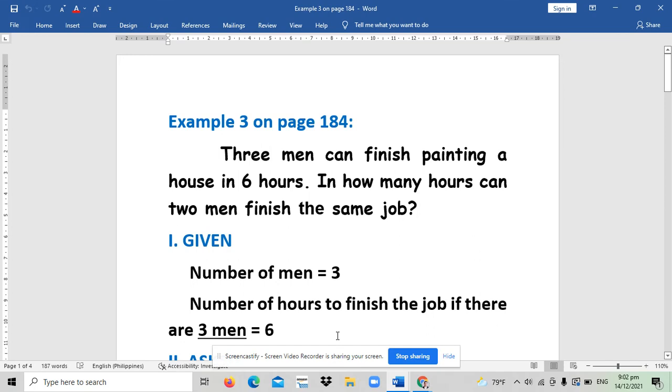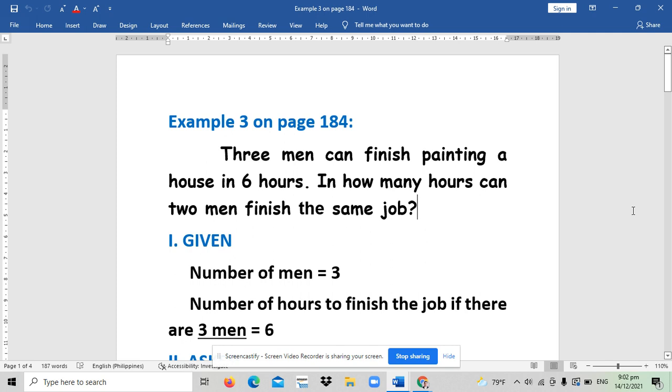Hi everybody. So in this video, we'll be explaining how to solve problems involving inverse proportion. Let us read the problem. Three men can finish painting a house in 6 hours. In how many hours can two men finish the same job?